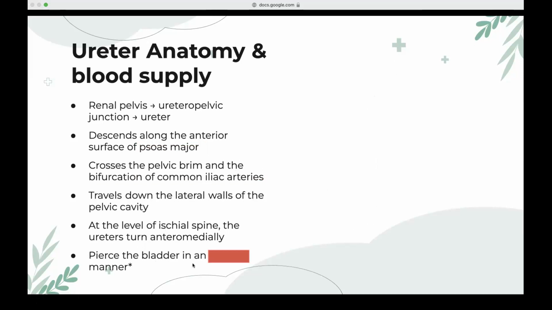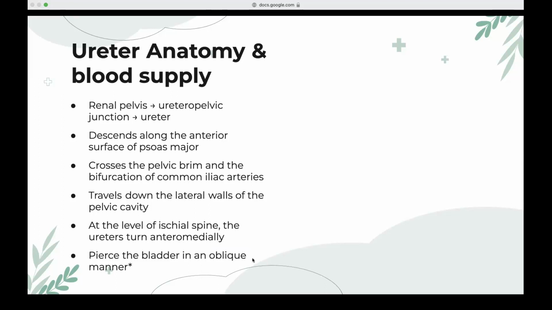It pierces the bladder in what manner? How does it pierce the bladder, basically? Does it enter vertically, horizontally, obliquely? Exactly. Right. Okay. And what's the significance of this?